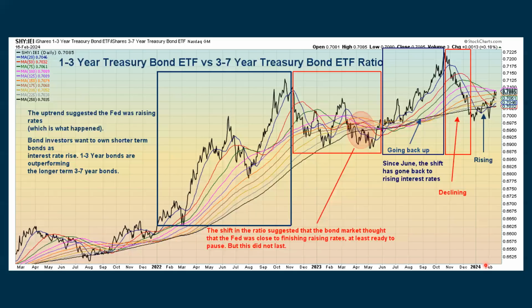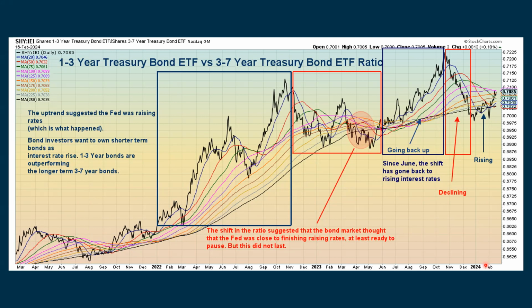Then we want to keep an eye on bonds, where we look at 1 to 3 year bonds and compare them with 3 to 7 year bonds. If you think interest rates are going to go up, you're going to get into shorter term bonds. You're going to get into the 1 to 3 year bonds because you're not going to hold on to them as long. And when they mature, you can then roll them over into a higher interest rate.